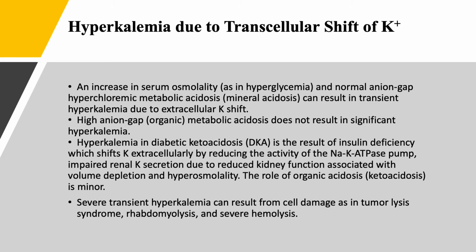How do you treat that? Well, you give insulin. Once insulin is working, potassium is going to be pumped back in. So also with diabetic ketoacidosis, the patient is usually very dehydrated, so they are in acute renal failure oftentimes, so you don't have enough renal excretion of potassium, and this is another cause for the hyperkalemia. But anyway, the role of organic acidosis, ketoacidosis, the anion gap acidosis is minor.